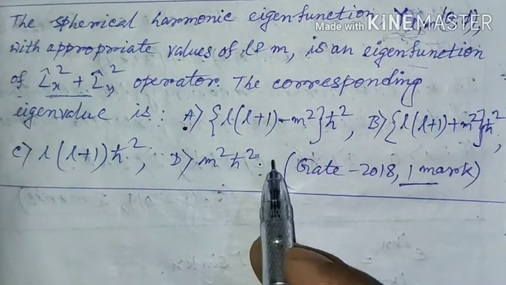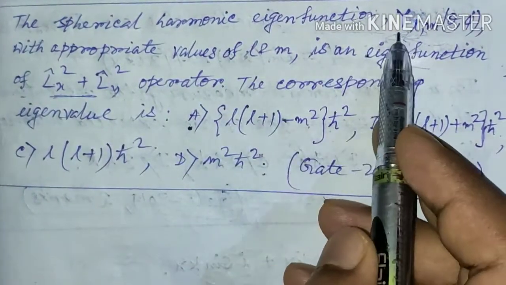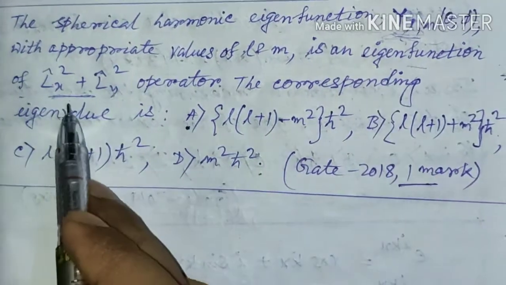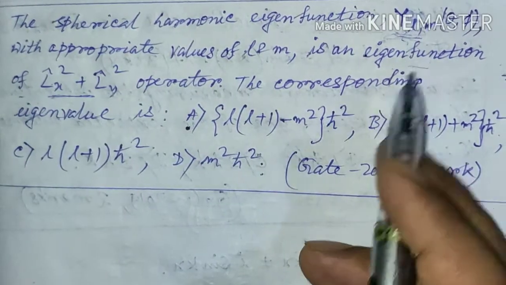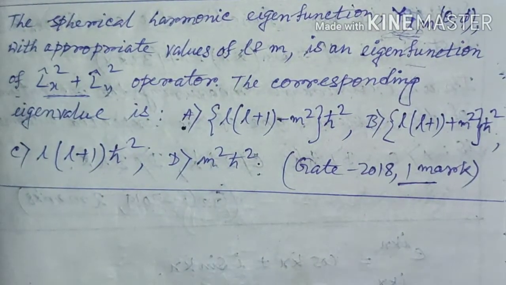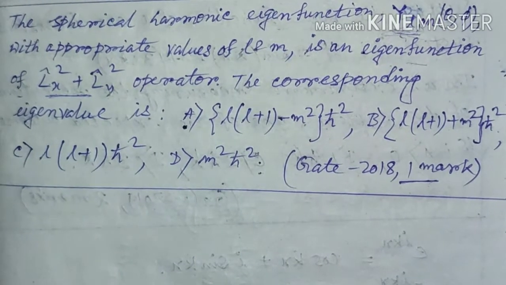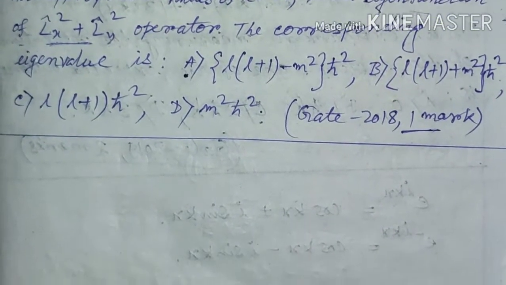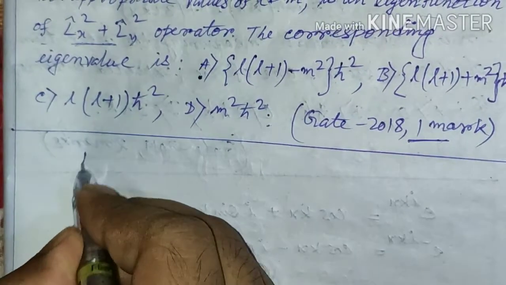Now if you try to solve this question by using the eigenfunction, the formula of eigenfunction, and if you operate the angular momentum operator on this eigenfunction, you can calculate the value, but it will be very difficult and very laborious work. So you have to apply some trick, and to apply that trick you have to know some quantum mechanical formula.